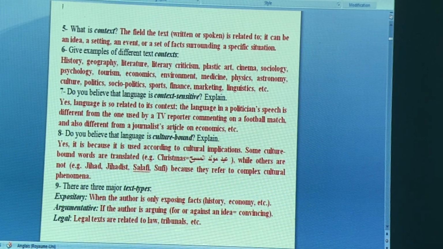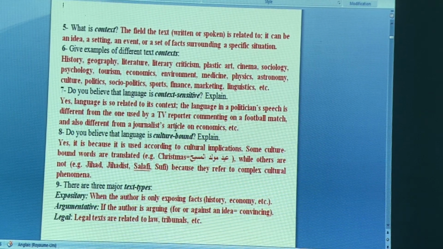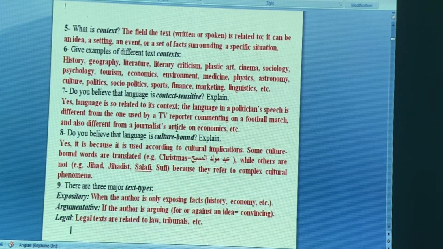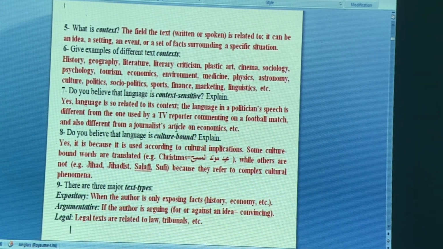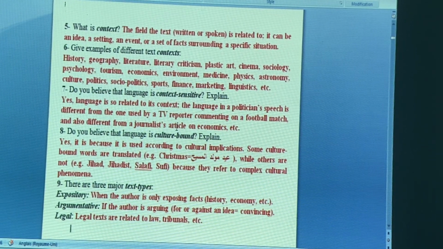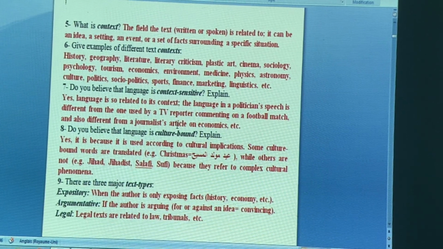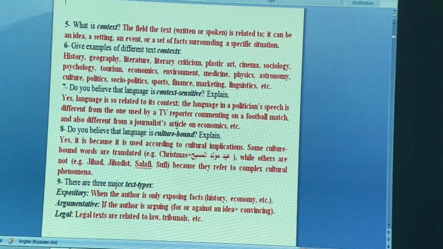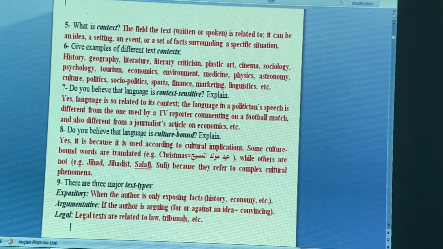Do you believe that language is context sensitive? Yes, language is context sensitive. Why? Simply because it is related to its context. The language in a politician's speech is different from the one used by a TV reporter commenting on a football match, and also different from a journalist's article on economics, etc. So every text has a specific context, and every context has a specific language.